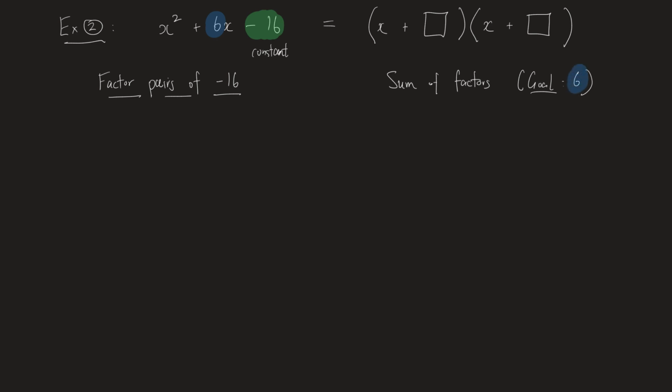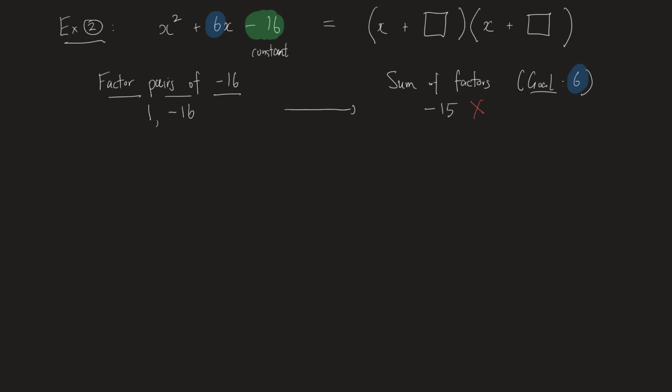And now all we have to do is be methodical and check all the factor pairs of negative 16 and hope that we find a pair that sum to, in this case, 6. So let's check. Well, there are some easy ones that we can check. Certainly 1 and negative 16 multiply to give me negative 16. But when I add them, I get negative 15. That's not so great. Okay, that's not what I'm looking for. But let's not give up, let's keep looking.